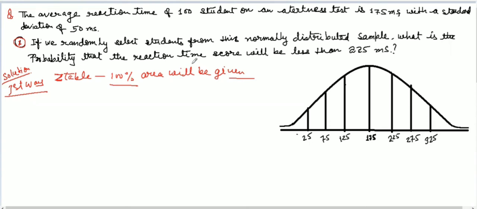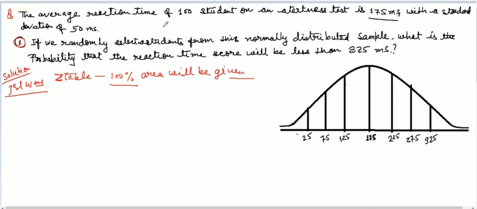So let's read this question first. The question is: the average reaction time of 100 students on an alertness test is 175 milliseconds with a standard deviation of 50 milliseconds. If we randomly select a student from this normally distributed sample, what is the probability that the reaction time score will be less than 225 milliseconds? So here the question is if you randomly select a student. Now gather all the information and write it here.